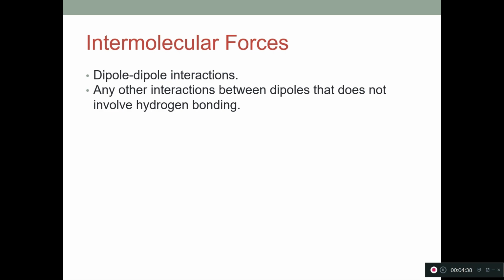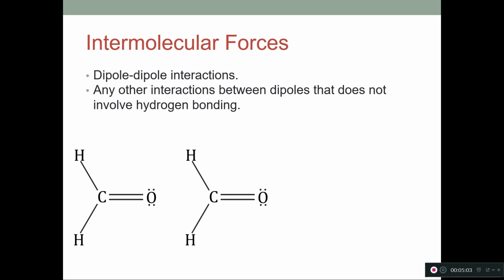The dipole-dipole interactions then are essentially just any interactions between dipoles that do not involve hydrogen bonding. Like I said, hydrogen bonding is a type of dipole-dipole interaction, but it's a special strong one, so we give it a special name. Any other dipole-dipole interactions that are not a hydrogen bond, we just call the dipole-dipole interactions. That would be if we had something like this with the formaldehyde, where we have the partial negative on oxygen and partial positive on carbon. Those interact, and that gives us a dipole-dipole interaction.